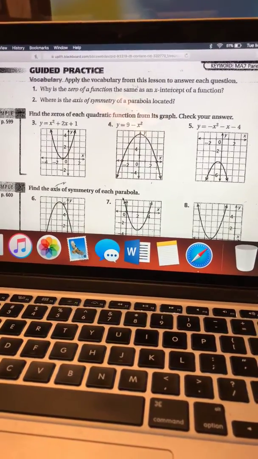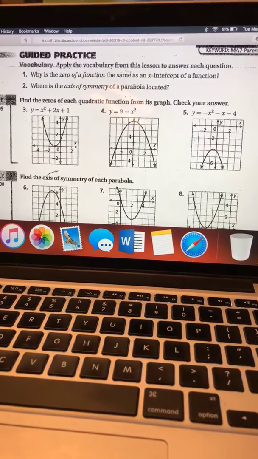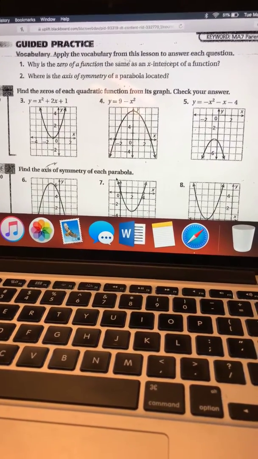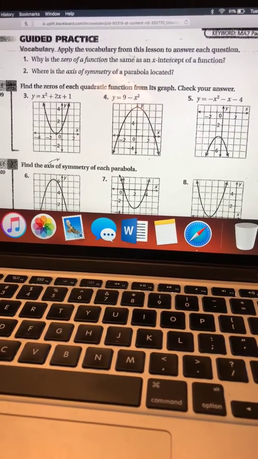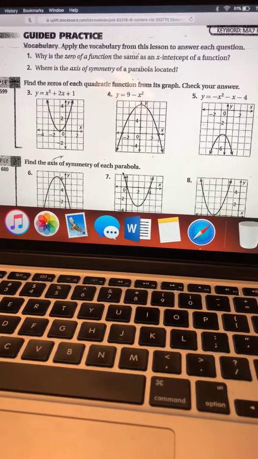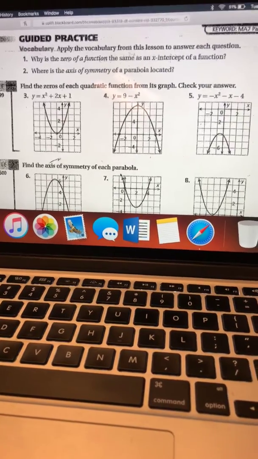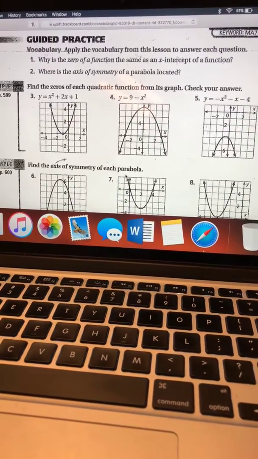As to number one, why is the zero of a function the same as an x-intercept? So go ahead and take 2 minutes, talk about that. Once you're done with that, think, pair, sharing, talking with your elbow partner, go ahead and move on and talk with your elbow partner about where the axis of symmetry of a parabola is located. Again, go ahead and take 2 minutes and talk with your elbow partner.